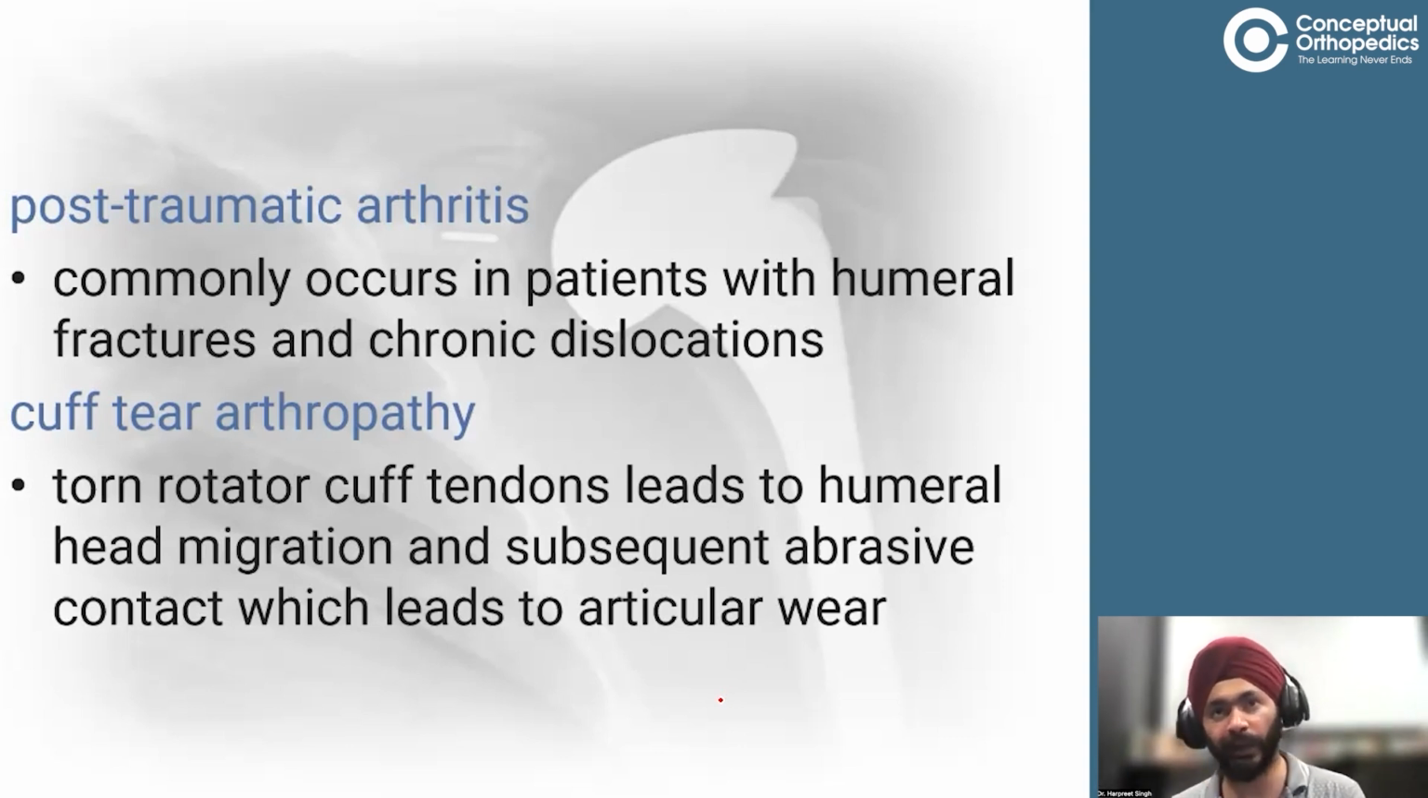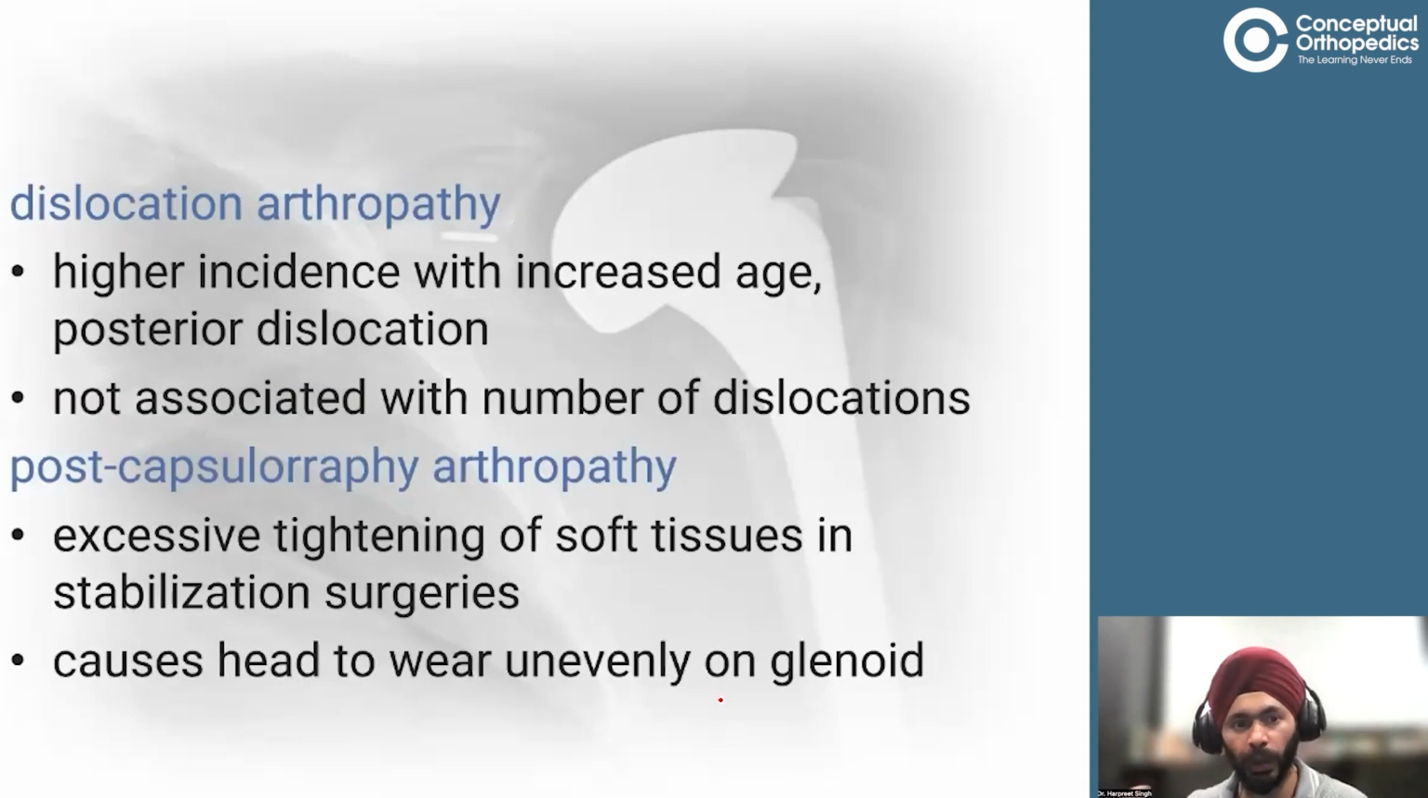But this cuff tear arthritis usually is treated very differently than osteoarthritis or glenohumeral arthritis. So we'll not be talking much about cuff tear arthropathy in today's talk. It can be a dislocation or instability arthropathy. One thing to remember is there's a higher incidence in patients with posterior dislocation and patients with increased age, and it's not so well correlated with the number of dislocations. So most important is whether it's anterior or posterior and the age at dislocation.